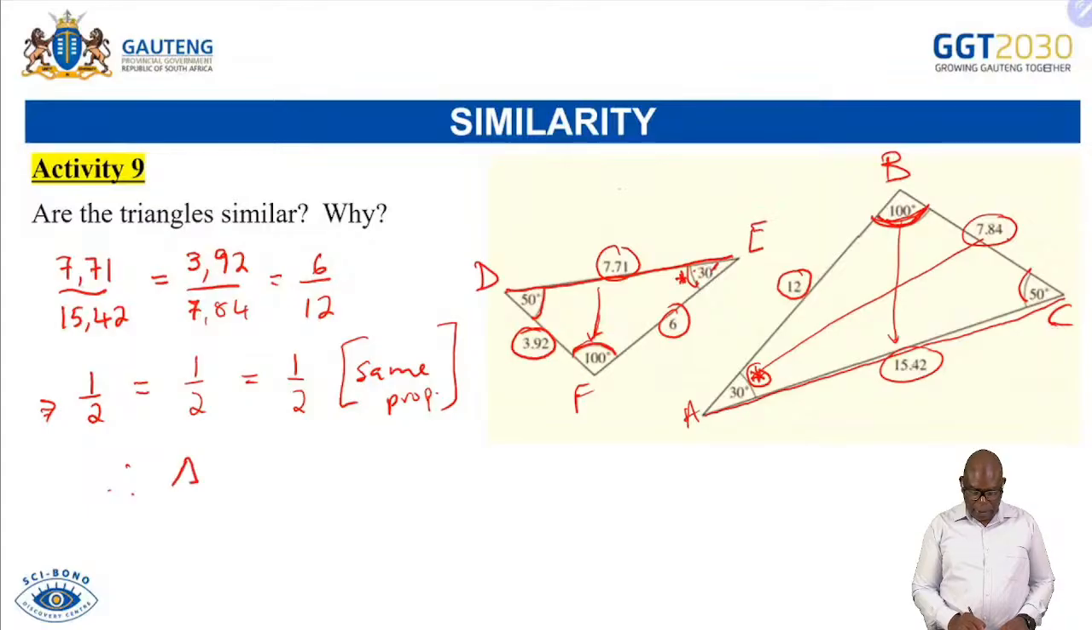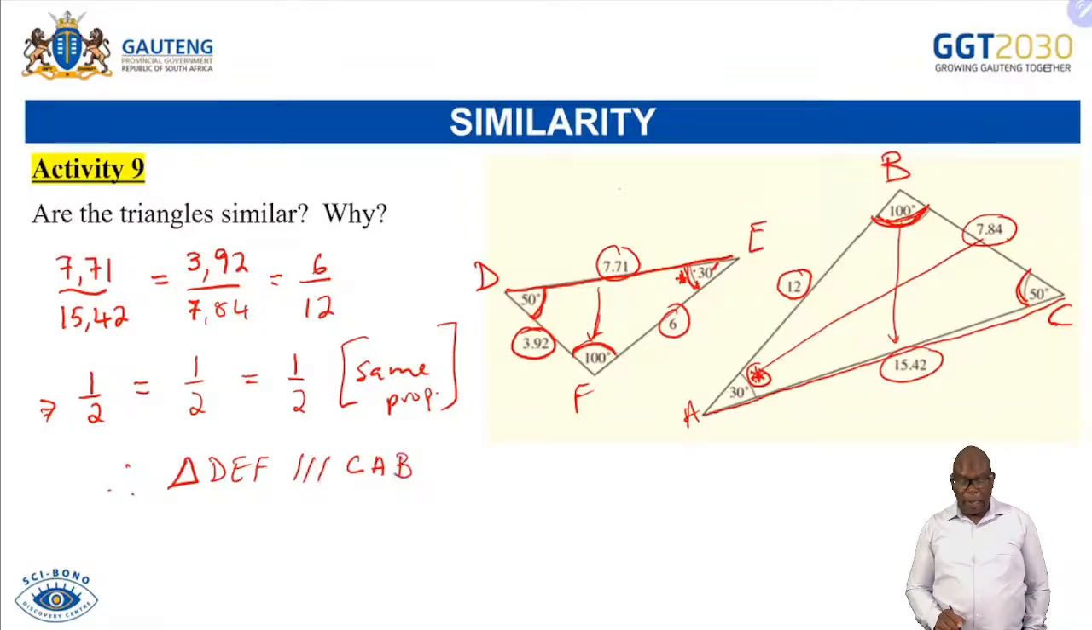So I'll write triangle DEF is similar to triangle... Now I must check the order. So the D is 50. That side, the one that is 50, it's C. The E is 30. So which one is 30 there? It's A. And the other one is obvious. Correct? So that when I do my proportion, the proportion is correct.